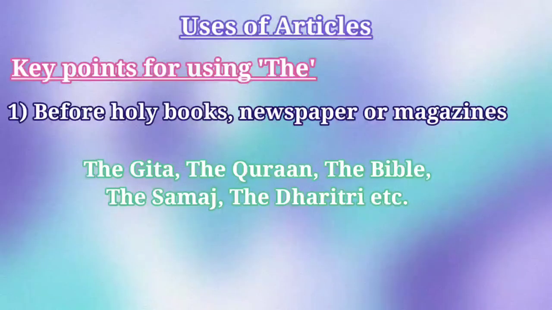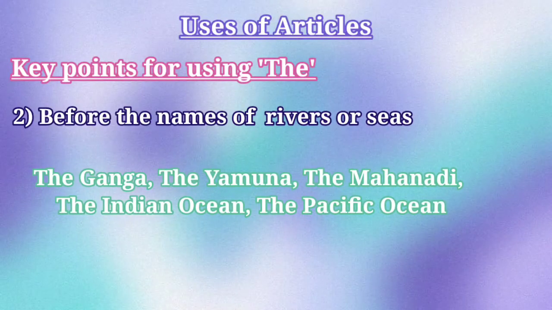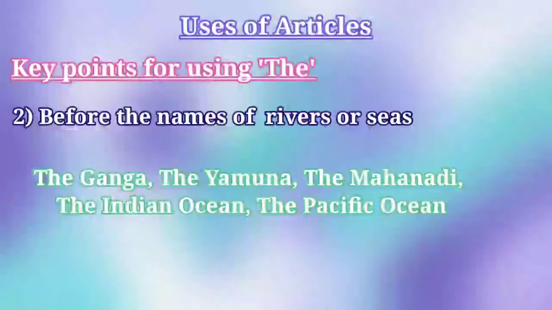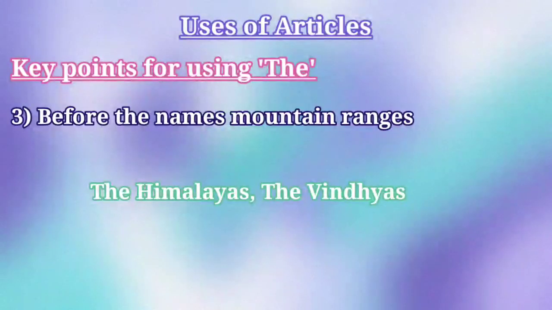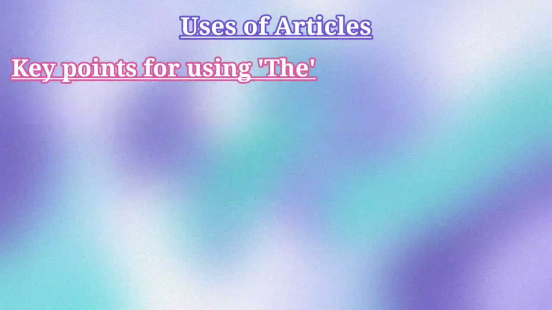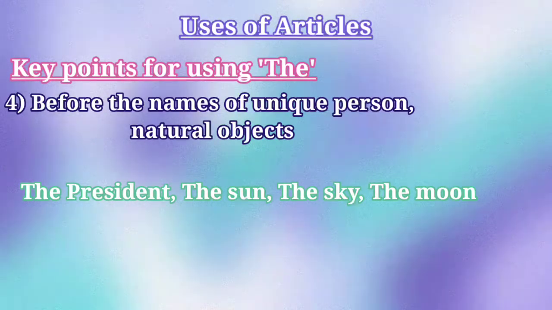Clear? The next point, before the names of rivers or seas like the Ganga, the Yamuna, the Mahanadi, the Indian Ocean, the Pacific Ocean. Okay, then third point, before the name of mountain ranges, the Himalaya, the Vindhya. Okay, like that. Then fourth point, before the name of unique person or natural objects which are specific or unique, like the president, the sun, the sky, the moon.